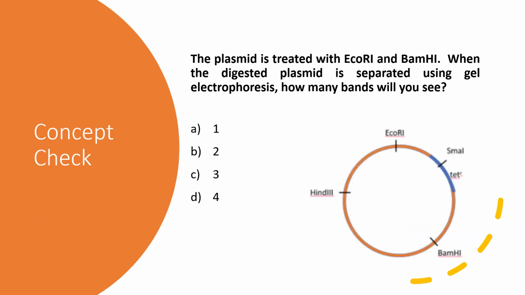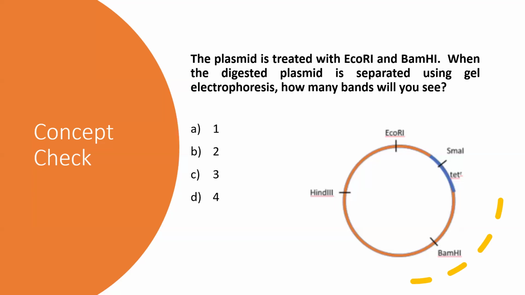Now let's think about this. You will see questions like these on the final test. The plasmid is treated with EcoR1 and BamH1. When the digested plasmid is separated using gel electrophoresis, how many bands will you see? Okay, so this is the plasmid. If I treat it with EcoR1, we're going to cut it right here. And then we're going to cut it, where else? Right here, right? So if you have a circle and you cut it twice, how many bands are you going to see?